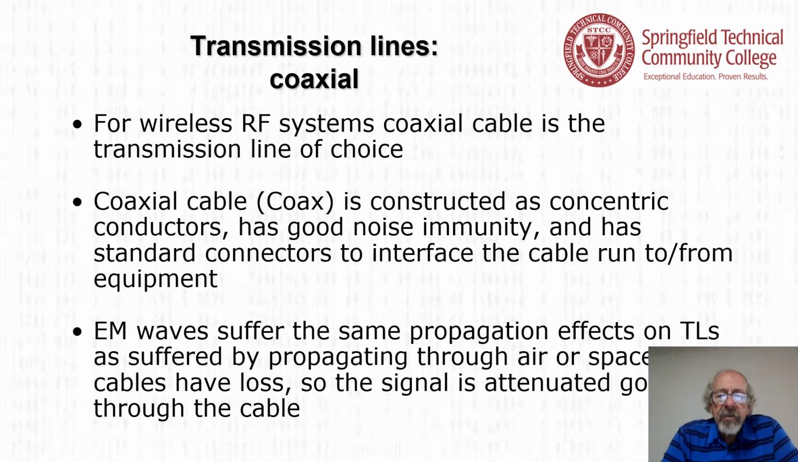For wireless RF systems, coaxial cable is a transmission line of choice. So coaxial cable, or coax, is constructed as concentric conductors, has good noise immunity, and has standard connectors to interface the cable run to and from equipment. Electromagnetic waves suffer the same propagation effects on transmission lines as suffered by propagating through air or space. The cables have loss, so the signal is attenuating going through the cable.